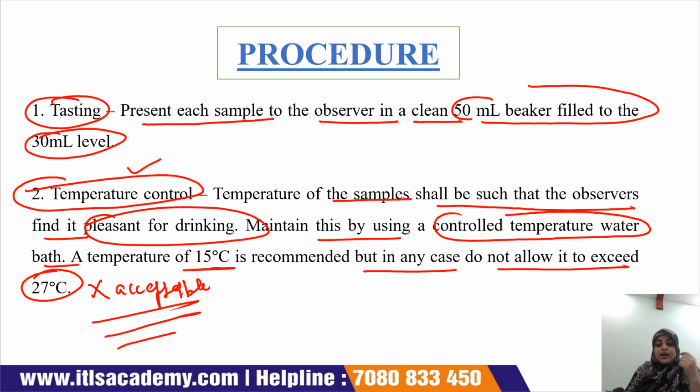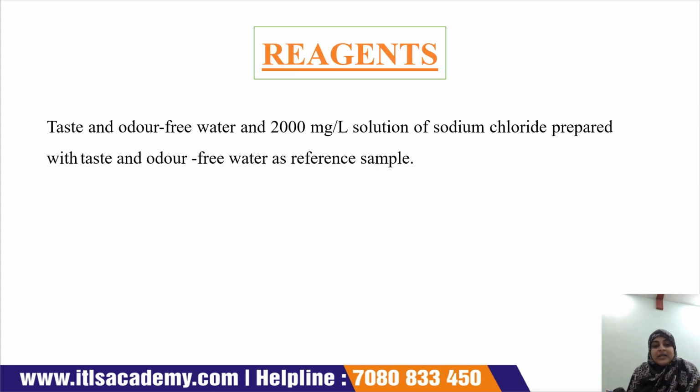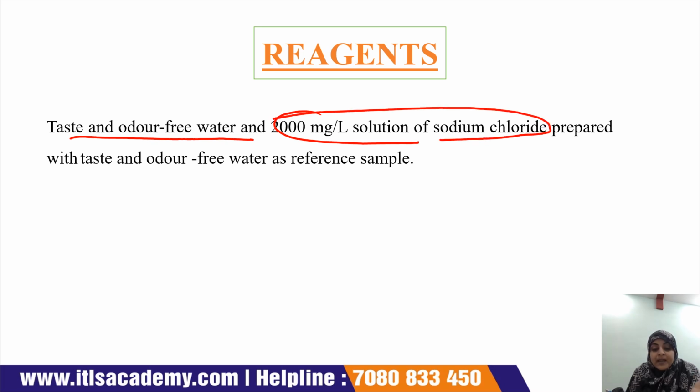Now the next is the reagent used for this experiment: taste and odor free water. A 2000 milligram solution of sodium chloride should be prepared with taste and odor free water as a reference sample. So here we require only one reagent, that is the sodium chloride solution. We prepare it at around 2000 milligrams in 1 liter of water, and it should be prepared in odor free water.